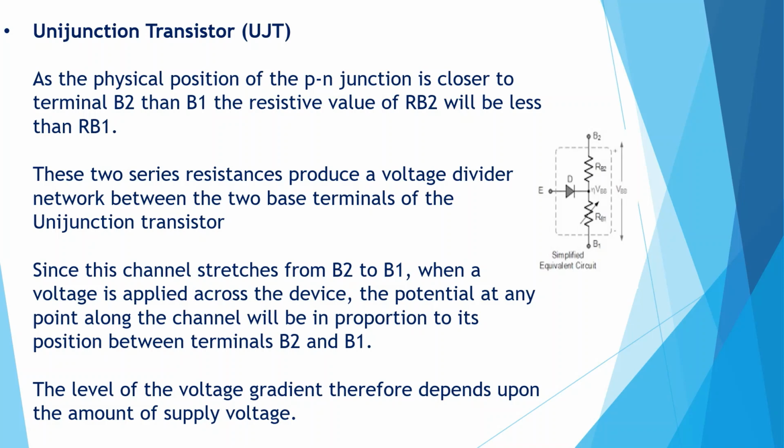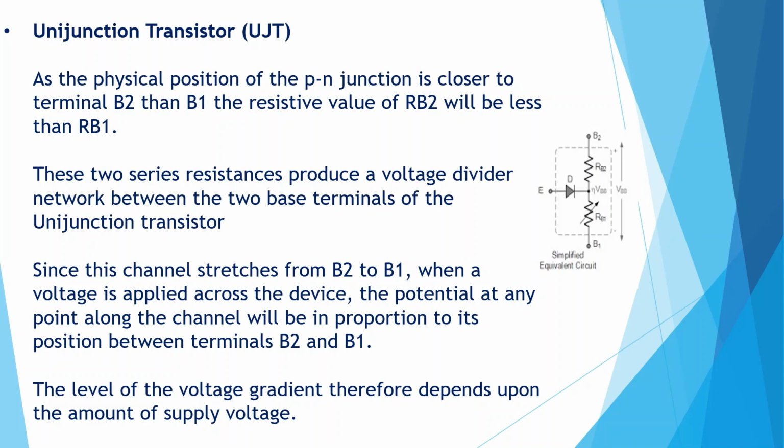As I have already explained, the physical position of the PN junction is closer to terminal B2. This PN junction which is formed is nearer to B2 as compared to B1. So the resistive value of RB2 will be less than RB1. These two series resistances produce a voltage divider network between the two base terminals of the unijunction transistor.